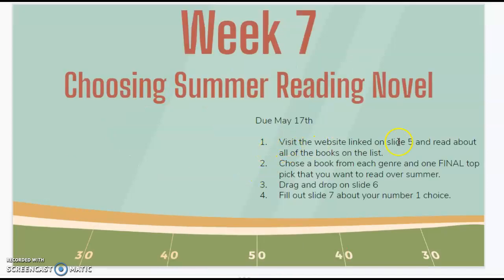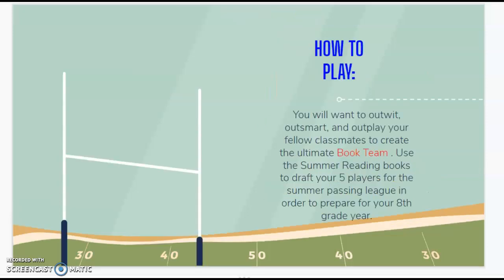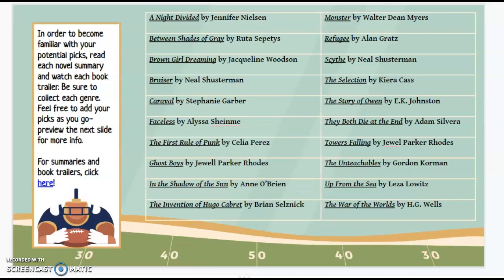Okay, so step 1, you're going to visit the website linked on slide 5 and read about the books. Step 2, choose a book from each genre. We're going to pick 5 books, so 4 different genres, and then one final top pick that you want to read over the summer, the one that you want to be your summer reading novel. And then we'll drag and drop on slide 6 and fill out slide 7. Okay, so that's what I just explained.